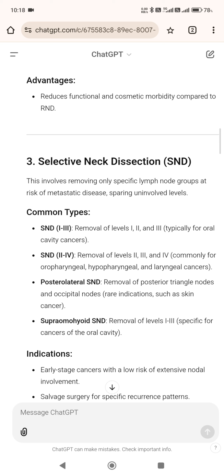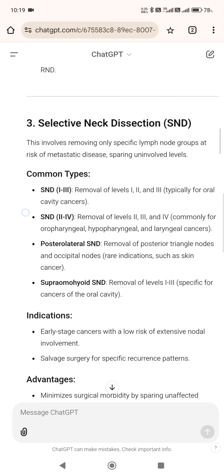3. Selective neck dissection, SND. This involves removing only specific lymph node groups at risk of metastatic disease, sparing uninvolved levels. Common types: SND I-III, removal of levels I, II, and III, typically for oral cavity cancers. SND II-IV, removal of levels II, III, and IV, commonly for oropharyngeal, hypopharyngeal, and laryngeal cancers.